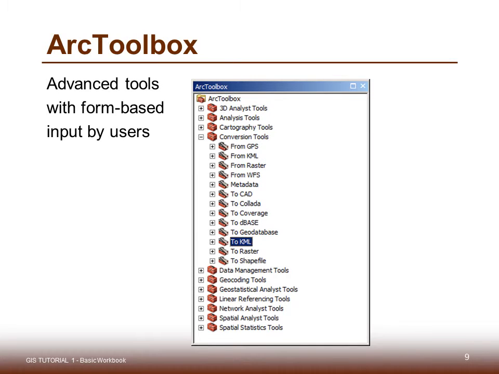And finally, ArcToolbox. ArcToolbox includes advanced analytical and other tools you need to be able to do GIS functions. So, for example, 3D analysis, cartography tools, conversion of file formats, data management, geocoding, geostatistical analysis, linear referencing, network analysis, spatial analysis, and spatial statistics are all different tools within the ArcToolbox. And that concludes the lecture for part 3 of Chapter 1.